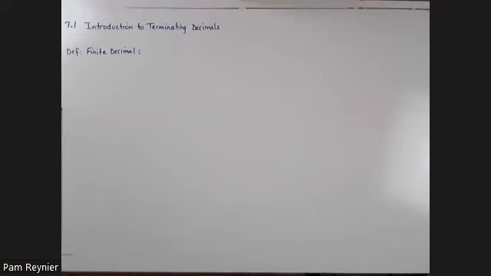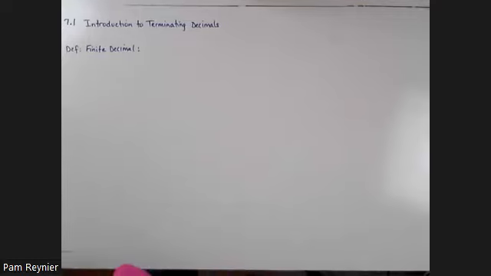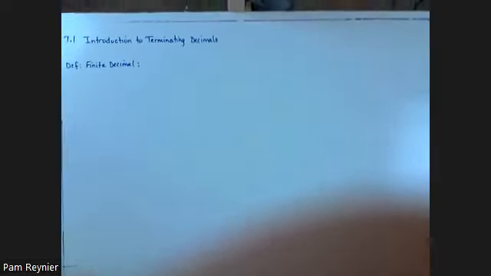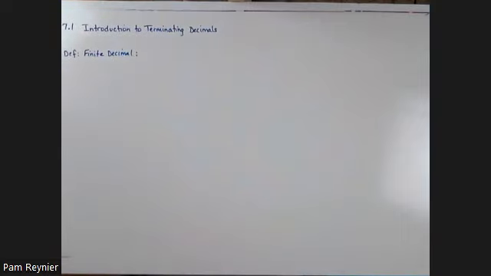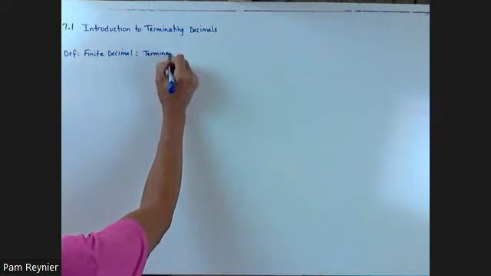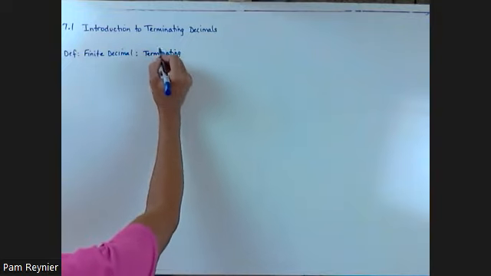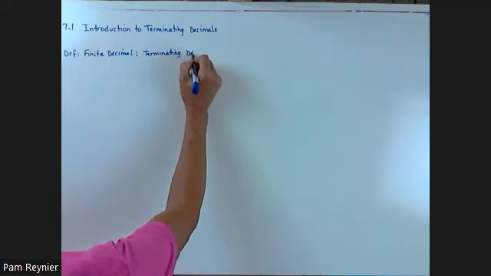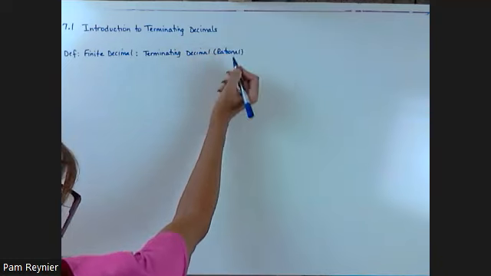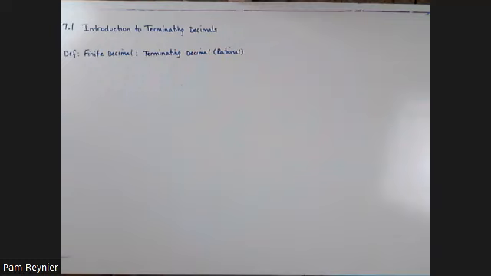Right, we are now looking at Chapter 7, Introduction to Terminating Decimals. And we're going to start with what is a finite decimal. A finite decimal is a decimal which comes to an end, which terminates. So therefore, it's a rational number. Again, we're talking about fractions. So this is rational. Anytime you can turn a fraction into a decimal, it's rational. Anytime you can turn a decimal into a fraction, it's also rational.